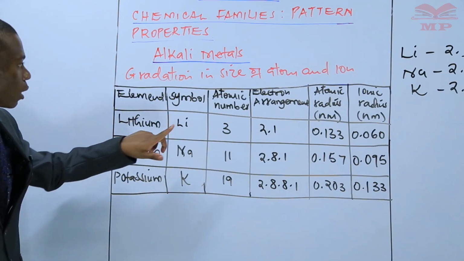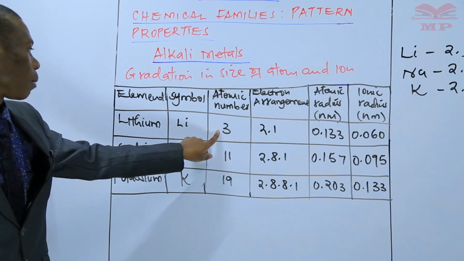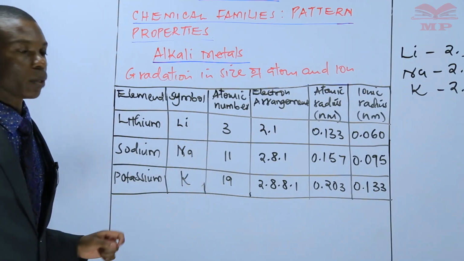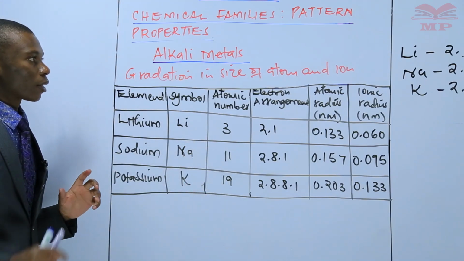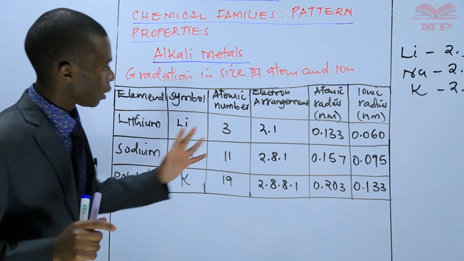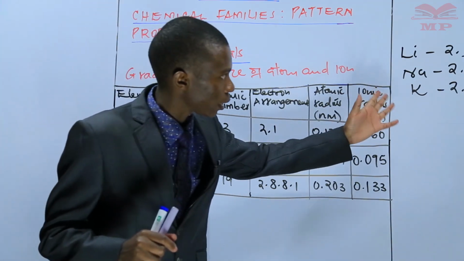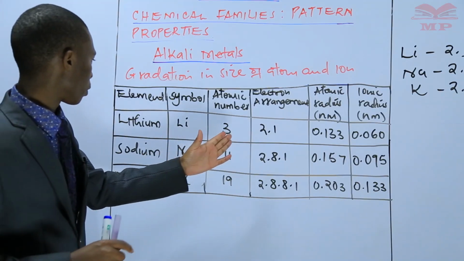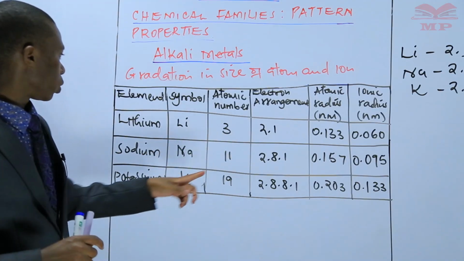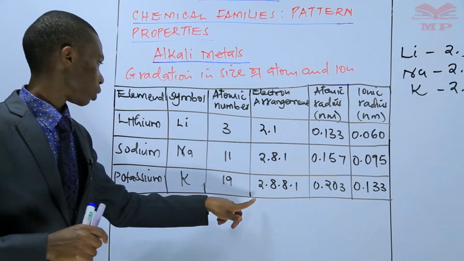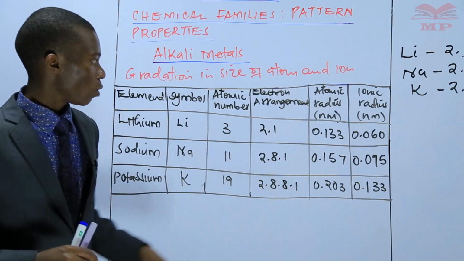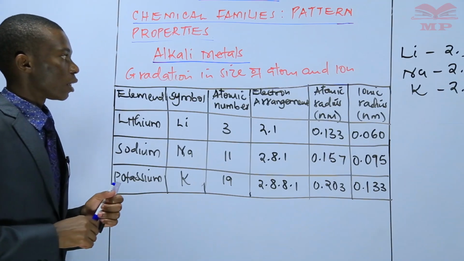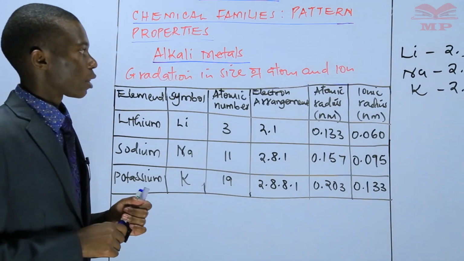Those are the symbols. For atomic number, lithium has atomic number 3, sodium has atomic number 11, and potassium has atomic number 19. Then writing the electron arrangement, we have already discussed that in the previous lesson. So lithium has configuration 2, 1, sodium 2, 8, 1, then potassium 2, 8, 8, 1.